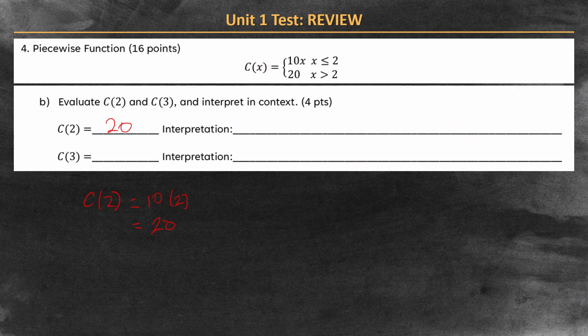Now, how about C of 3? Which one do we use? X is greater than 2 now because it's 3, so we just have 20. Oh, so both of them are 20. All right, then how are we going to interpret that?